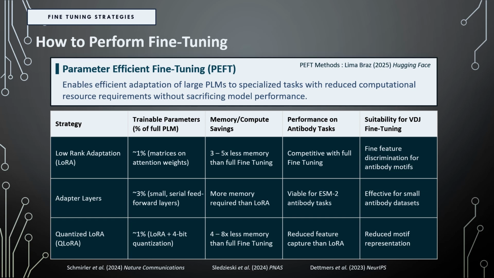So instead, a common approach towards fine-tuning is parameter-efficient fine-tuning, which enables efficient adaptation of these large million or billion parameter PLMs to specific tasks with reduced computational resource requirements without sacrificing model performance. So I've included several main strategies seen on this slide, but the most common and efficient typically is seen as low-rank adaptation, which reduces the memory requirements while still maintaining a competitive comparison to full fine-tuning in fine feature discrimination.